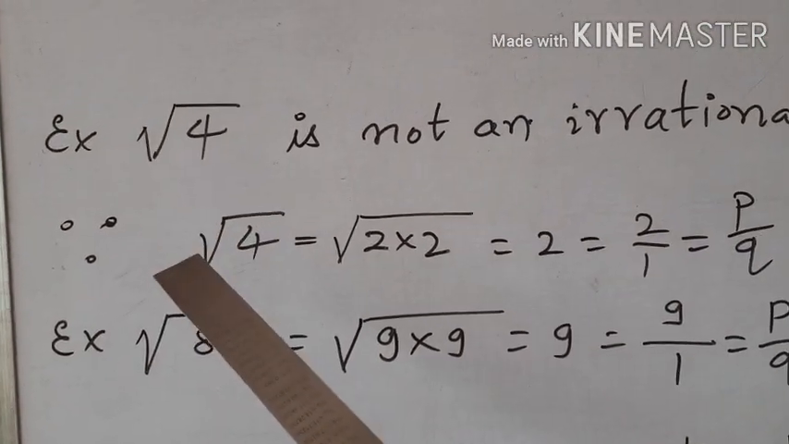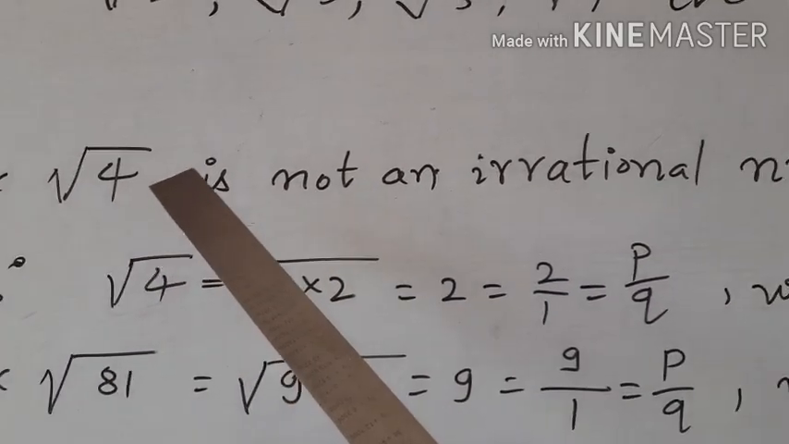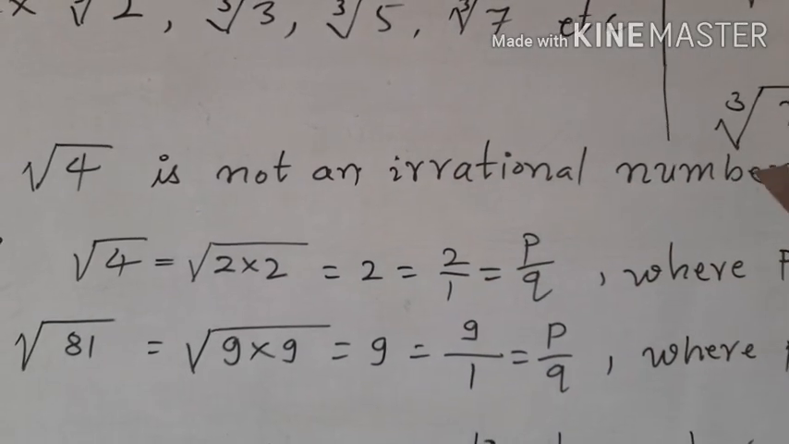look at square root of 4. The question is, is square root of 4 an irrational number or a rational number?